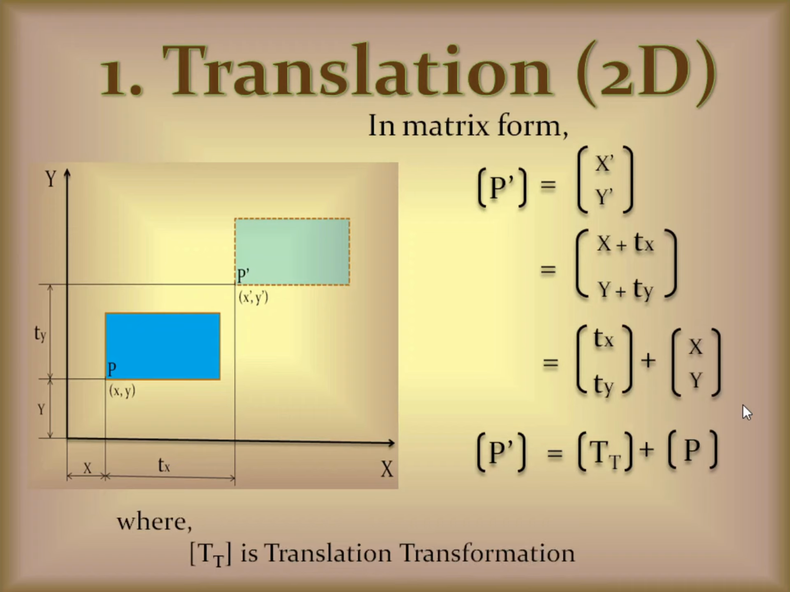where TT is the translation transformation matrix. That is, to translate the point P by a distance Tx in x direction and Ty in y direction, a translation matrix TT is added to the original matrix P.